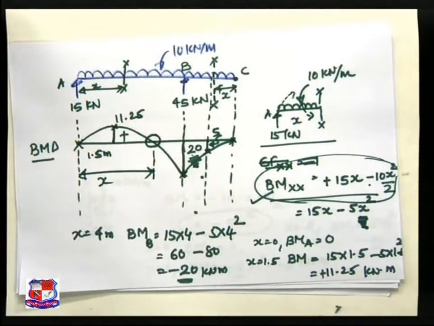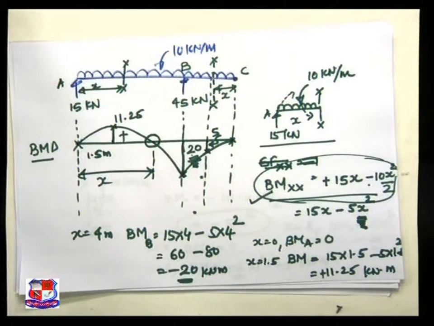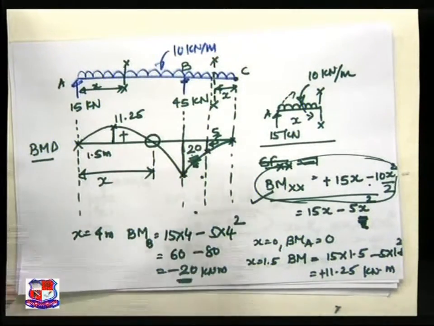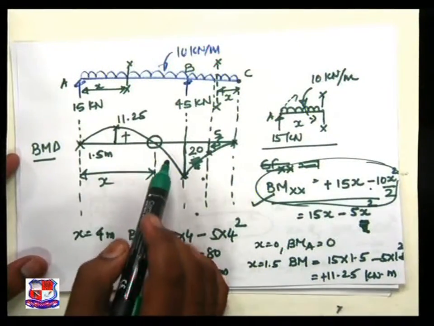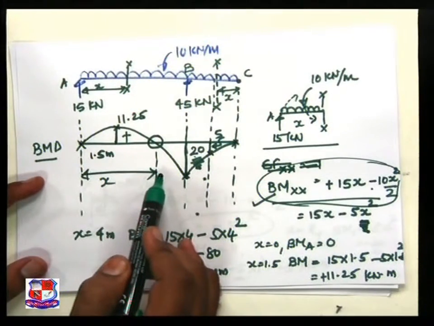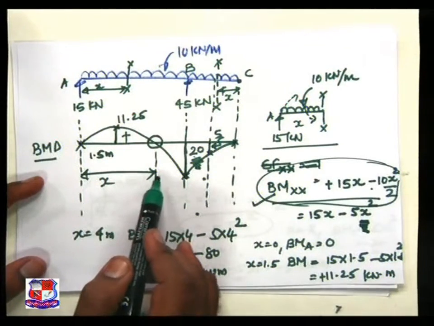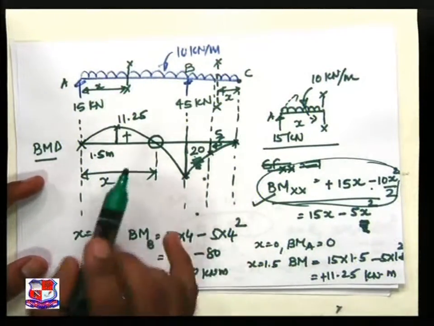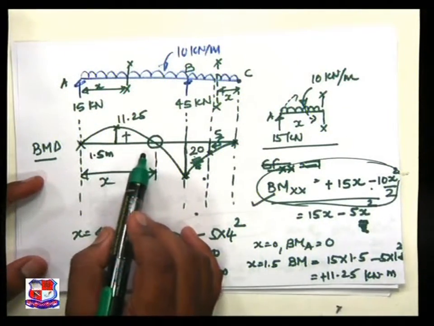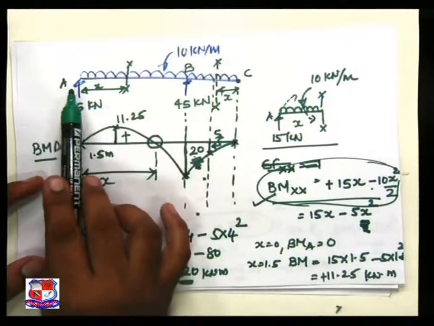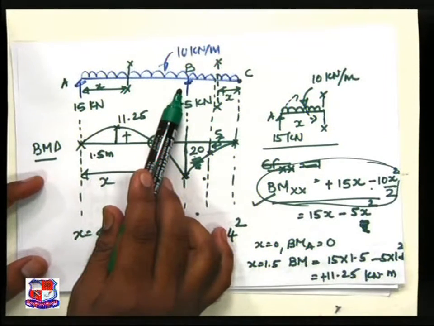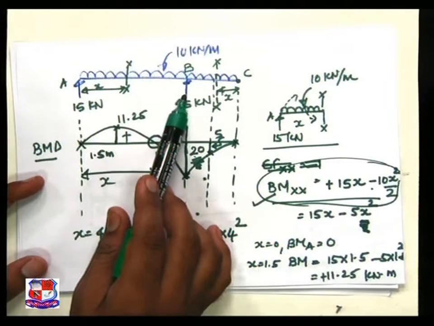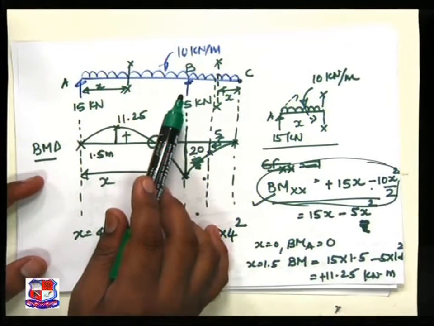How to find out? Now in the previous cases, the relationship was given by an inclined straight line, but here the relationship is a parabola. So we cannot use pure mathematics, or the triangles, to find it, because this is a parabola. So we have to take a section. The first important point to observe is that my point of contraflexure occurs between A and B. So we have to take a section between A and B, find the equation of bending moment, equate it with 0, and then find the value of x.